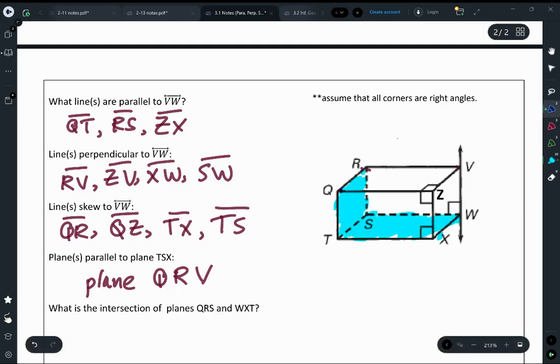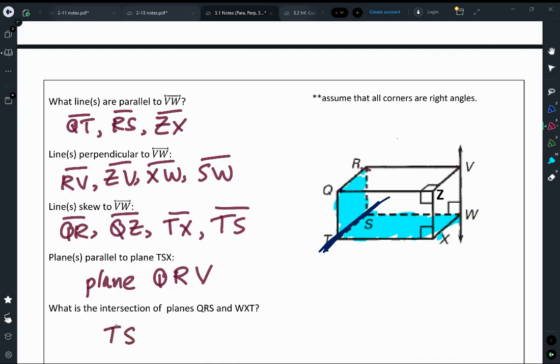So if I'm thinking about that intersection, I'm looking at this line right here. Or in our case, again, we're saying line segment. If you'd put the line symbol instead, I would not be upset about that. So line TS, because we are supposed to assume that planes go off forever in one direction.